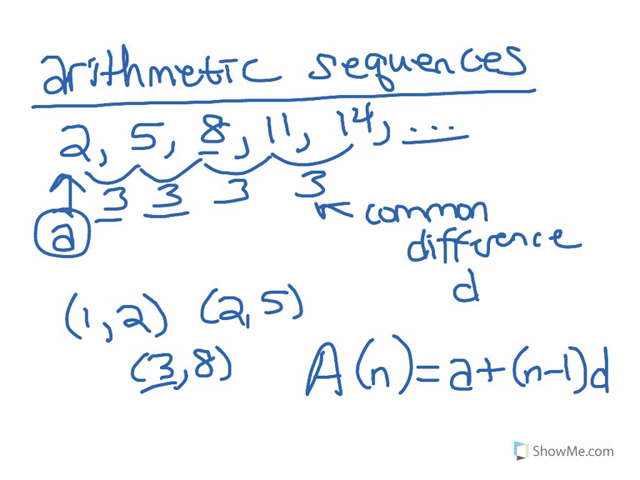So to get the 25th term, I don't have to count all the way out to the 25th term of the sequence. All I have to do is put 25 in for n. So 25 minus 1 is 24. The common difference, of course, is still 3. The first term is 2. So the 25th term of this sequence is 74. But I don't have to count out all the terms in between 14 and 74 to figure that out. The formula is very handy that way.